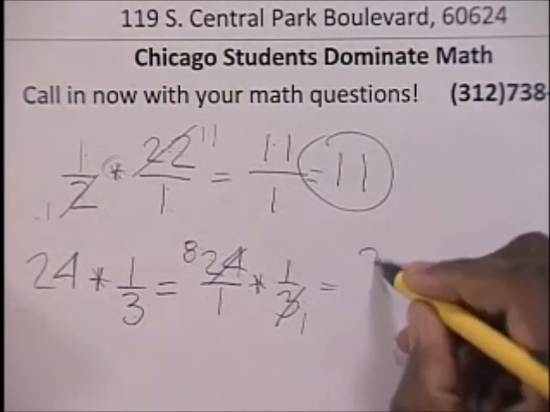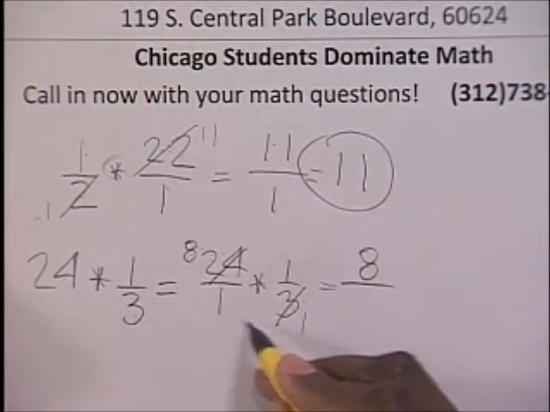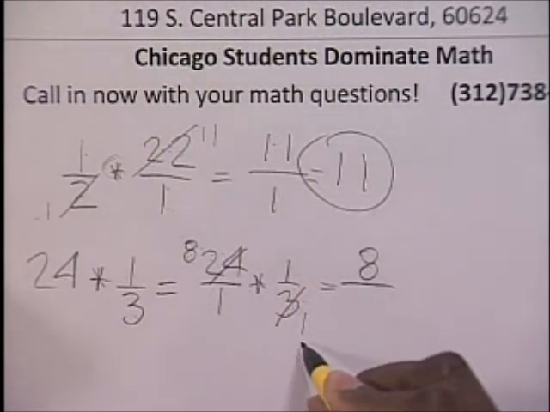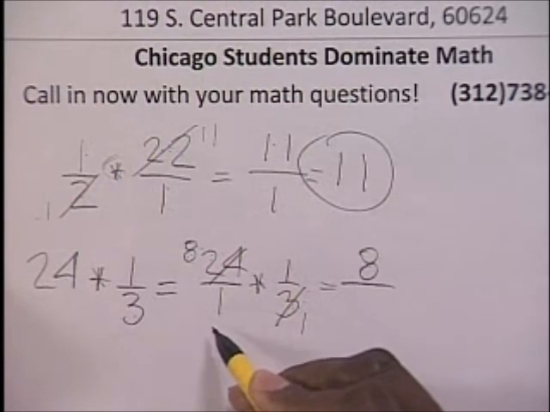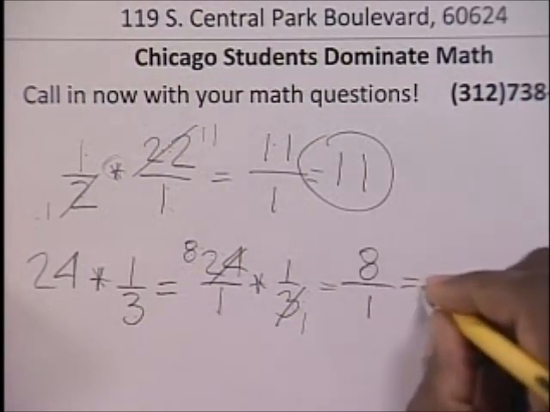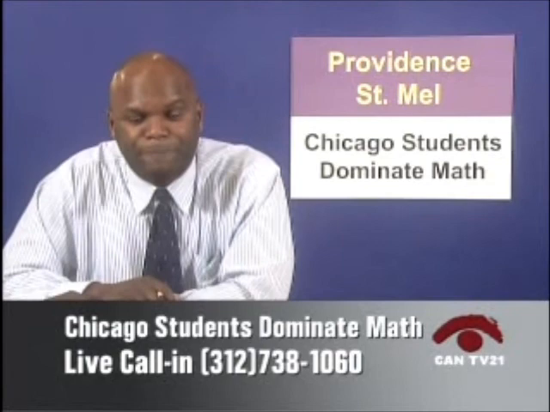8. And what are you going to do on the bottom here? Multiply. Multiply what times what? 1 times what? 3. No, that 3 we cross out. You're going to end up multiplying 1 times 1. And 1 times 1 is 1. You get the final answer, which is 8.